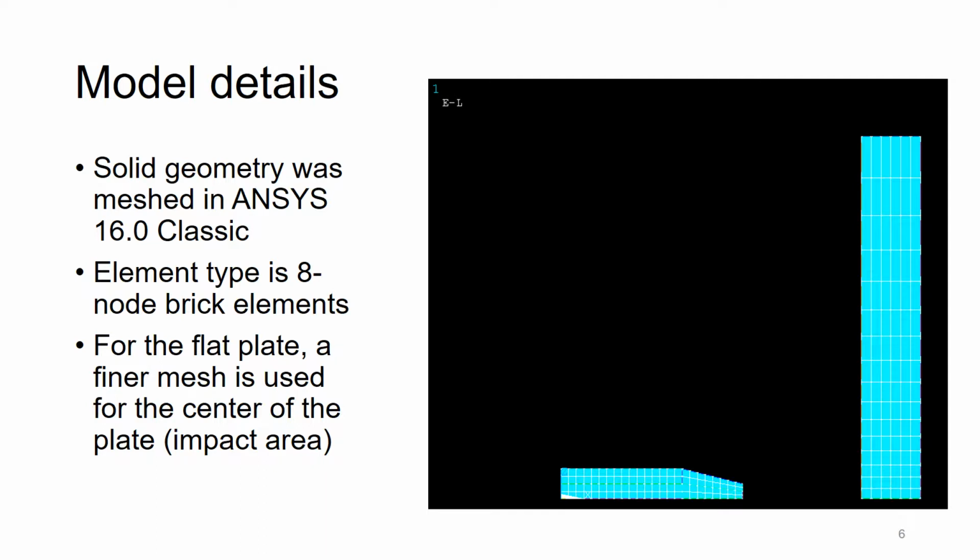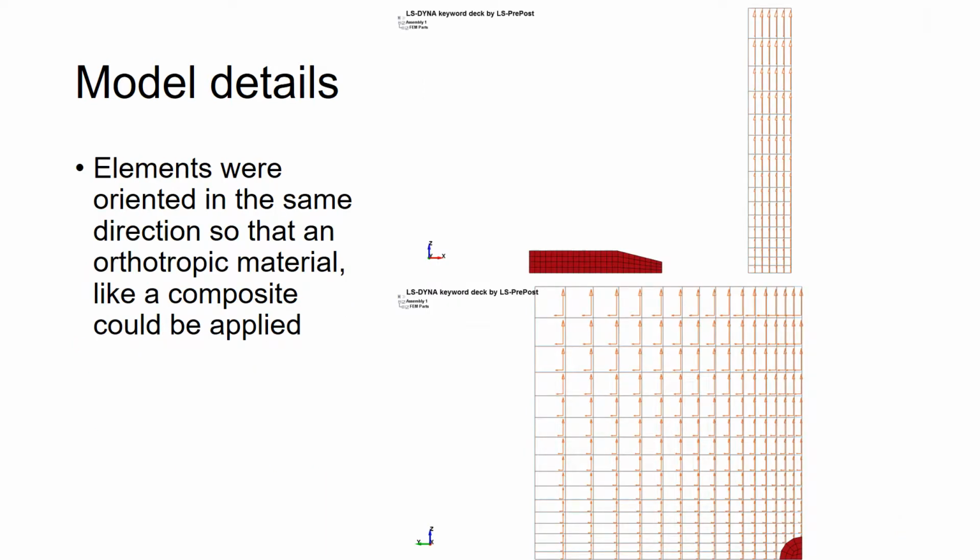And for the flat plate, as you can see here, I gave the mesh a bias, so the mesh is finer in the center of the plate where the impact area is, which allows more freedom in movement, whereas near the ends of the plate it's a little stiffer. Here you can see when I brought the model into LS Prepost.